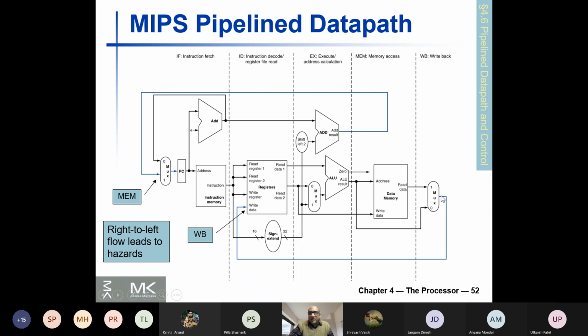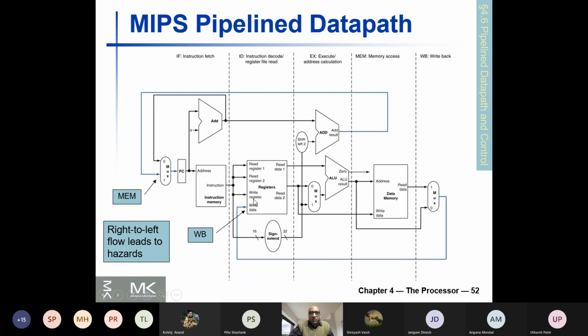For example, the blue line at the bottom, coming from the write back stage, stores the data back into the register file. This leads to the hazards we already came across, known as data hazards. The instruction in the fifth stage is using the register file for writing, whereas simultaneously the instruction in the second stage tries to access the register contents for reading.